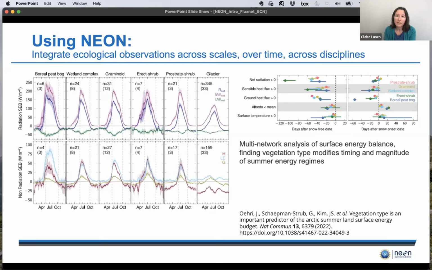Looking at the influence of the underlying vegetation type on surface energy balance and changes in surface energy balance with changes in climate and warming and that sort of thing, to predict how those responses will be mediated by vegetation.